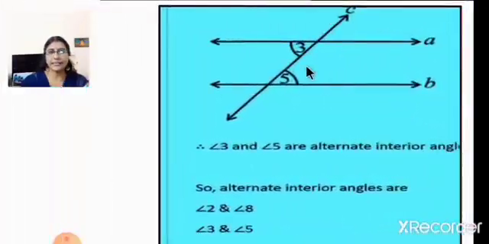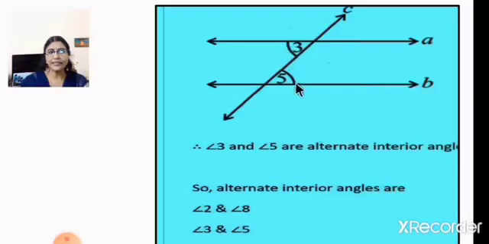Here you can see separately it is shown, angle 3 and angle 5, which are on the other sides. This is on the left side and this is on the right side of the transversal. So they are alternate, as well as interior. So they are alternate interior angles. The alternate interior angles are angle 2 and 8, and angle 3 and angle 5.